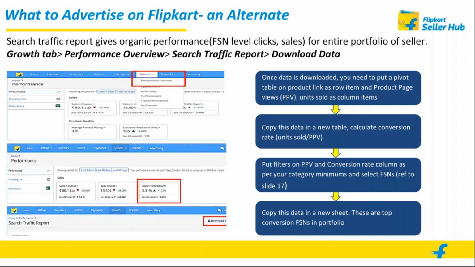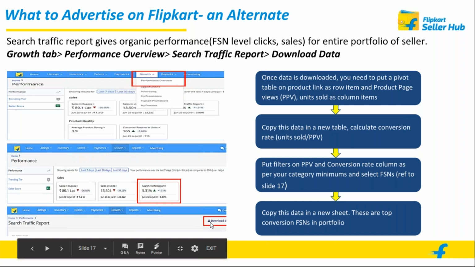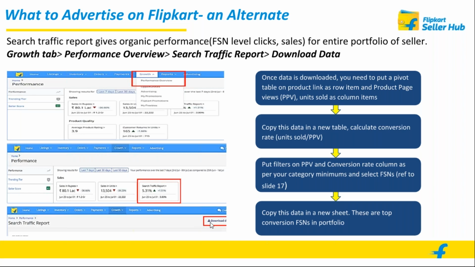So pay a bit of attention out here. This is a very important part. What we recommend is to go through this. You have the growth tab in your dashboard. You get onto the performance overview. Under that, growth, you will find a search traffic report. Once you click onto this search traffic report, you'll get a download option at the very top of the page. Click on that download and you'll get an Excel file.